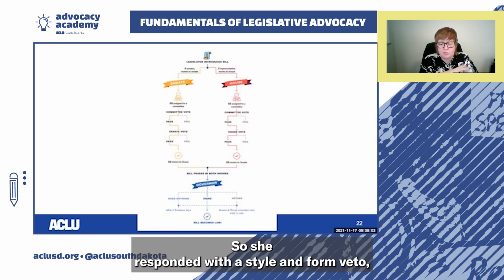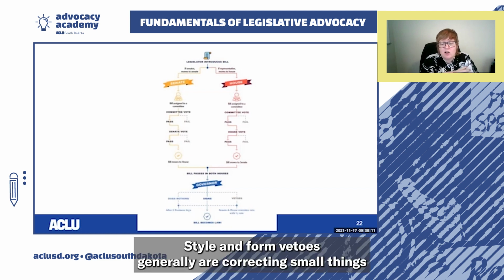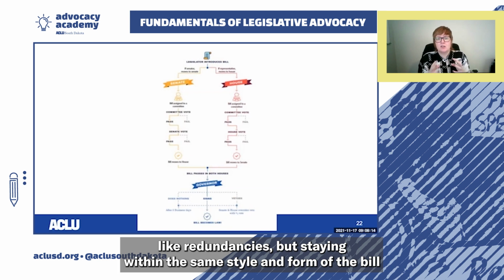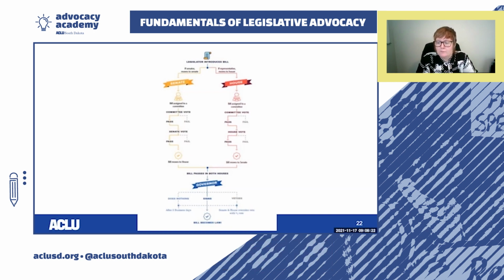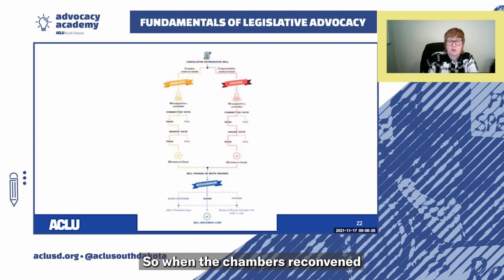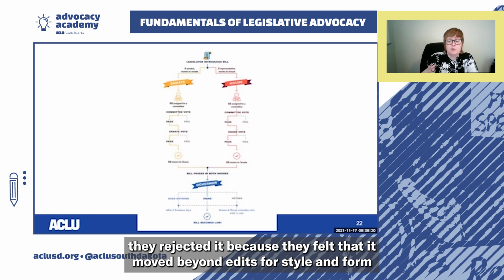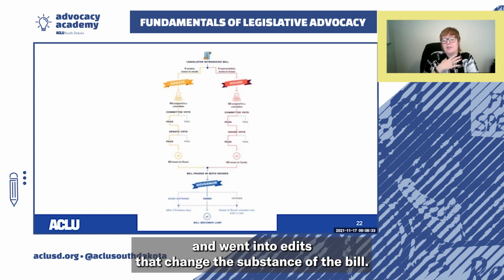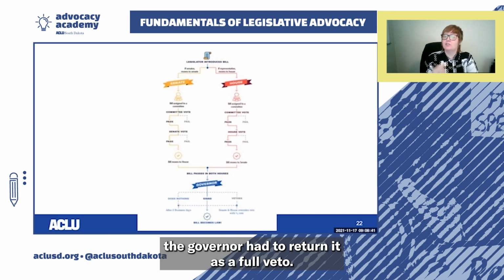She responded with a style-informed veto, which is a specific type of veto that is kind of rare. Style-informed vetoes generally correct small things like redundancies, but stay within the same style and form of the bill and do not change the substance of the bill. When the chambers reconvened on March 29th to consider the style-informed veto, they rejected it because they felt that it moved beyond edits for style and form and went into edits that changed the substance of the bill. So when they rejected it, the governor had to return it as a full veto.